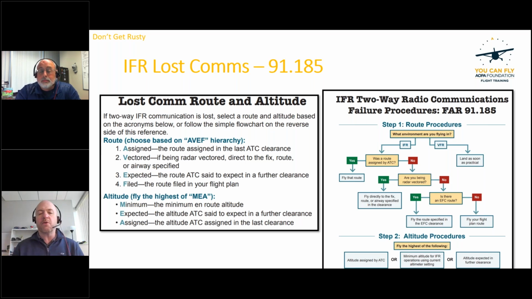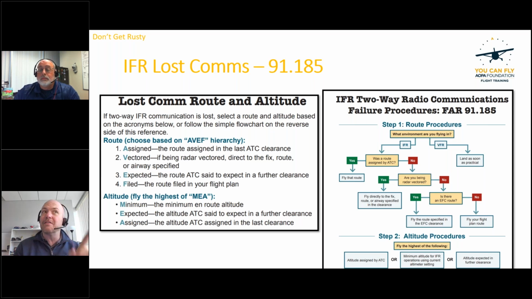I know we've got a lot of VFR pilots or student pilots on, so I won't spend a lot of time on this, but I thought this was a great way to help remember it. For my instrument rated pilots out there, you probably remember your AVEF and your MEA. It's all right there on the screen. It's like, if I lose comms, what route do I follow? You use the assigned, vectored, expected, filed, AVEF, and the altitude I fly is the highest of my MEA, minimum, expected, or assigned.